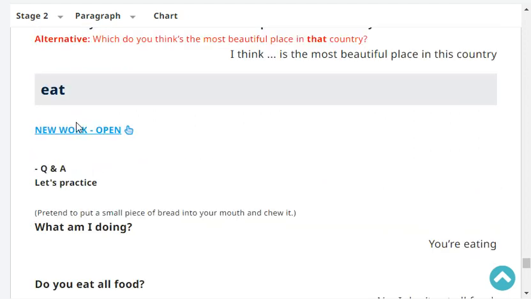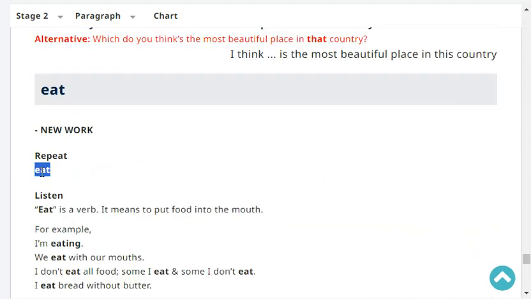Next, repeat. Eat. Eat. Very good. Okay, listen. Eat is a verb. It means to put food into the mouth. For example, I'm eating. We eat with our mouths.